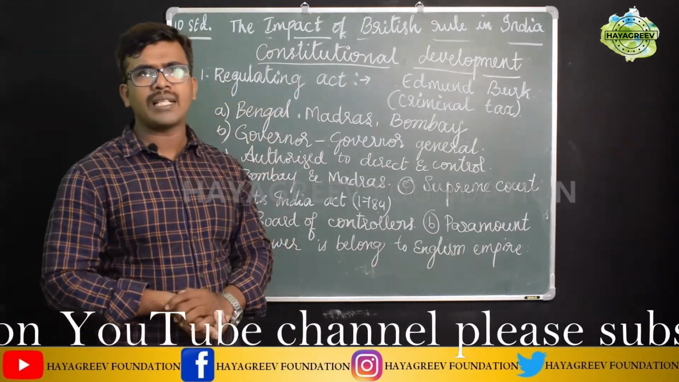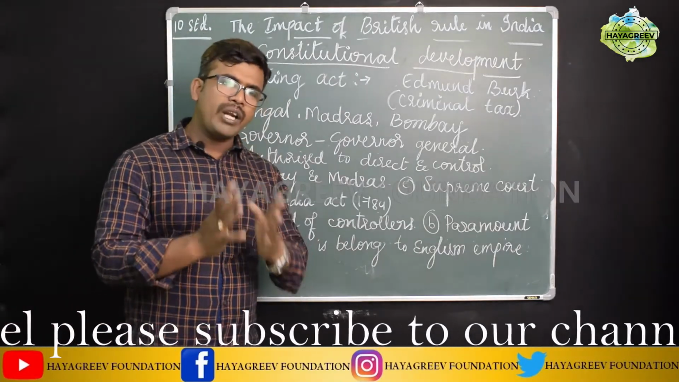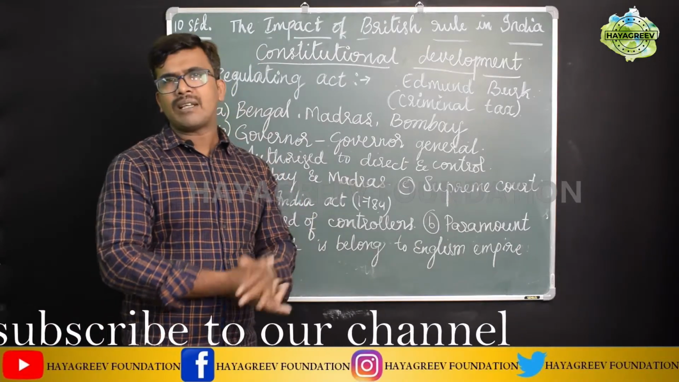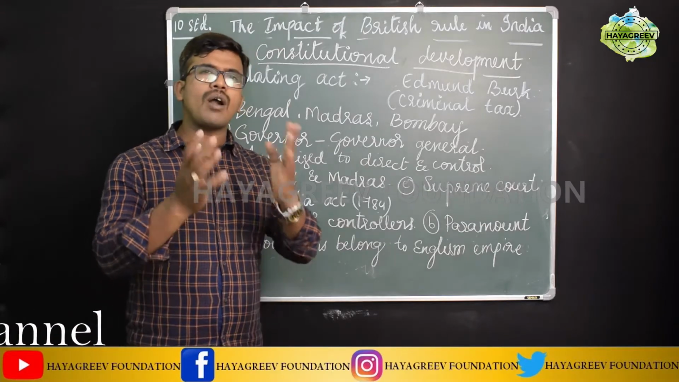So in order to avoid all this corruption in the English East India Company, the Regulating Act was implemented in the year 1773. According to this act, many changes appeared in the English East India Company as well as in India. So what are those changes?